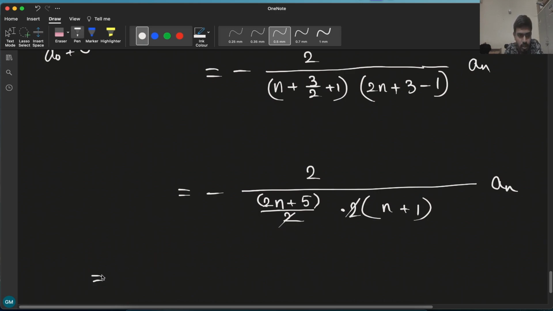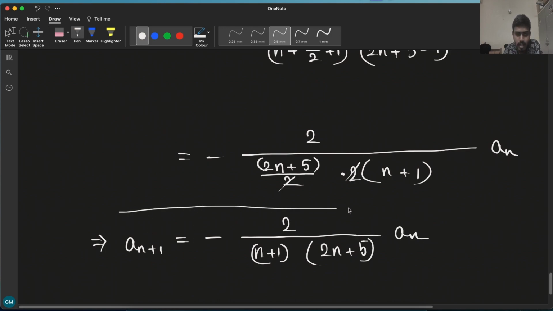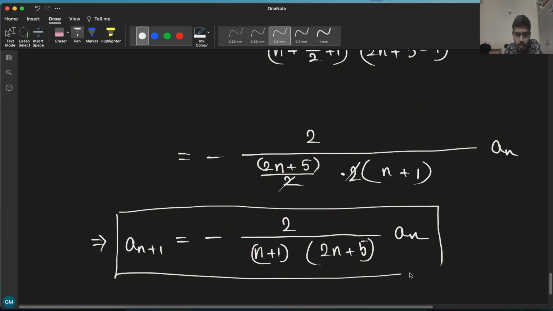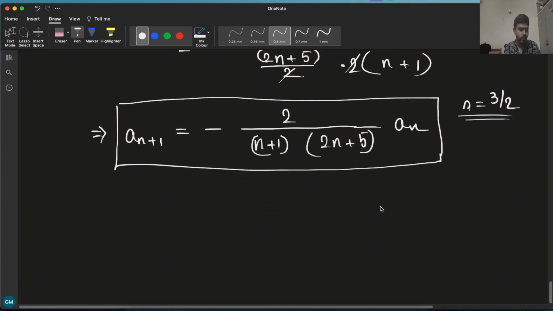So the recurrence relation is an plus 1 equals minus 2 by n plus 1. I'm writing this term first, and then 2n plus 5 times an. So now this is the recurrence relation for s equals 3 by 2. Okay, and we will start from a0, right? So if we start from a0, okay, let's start from a0 then.